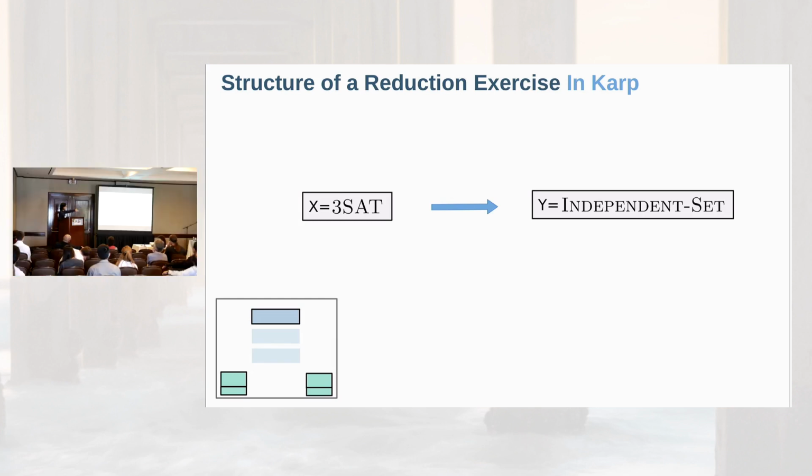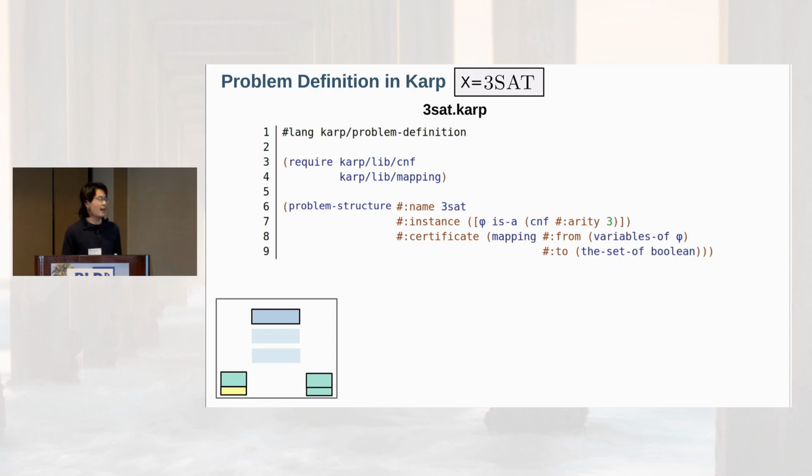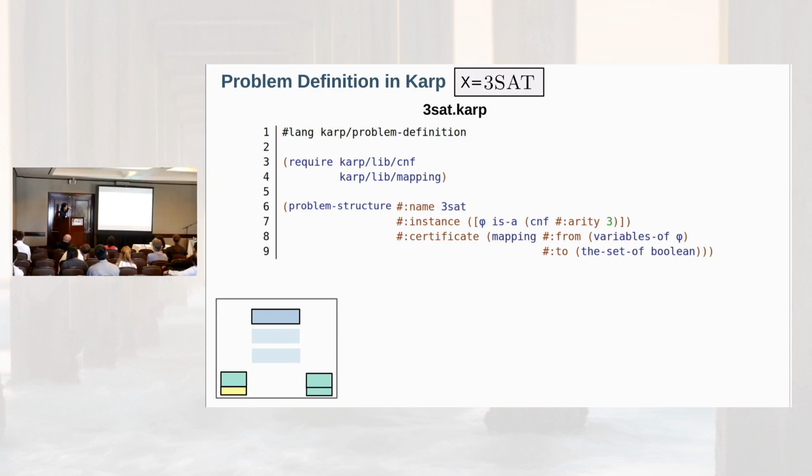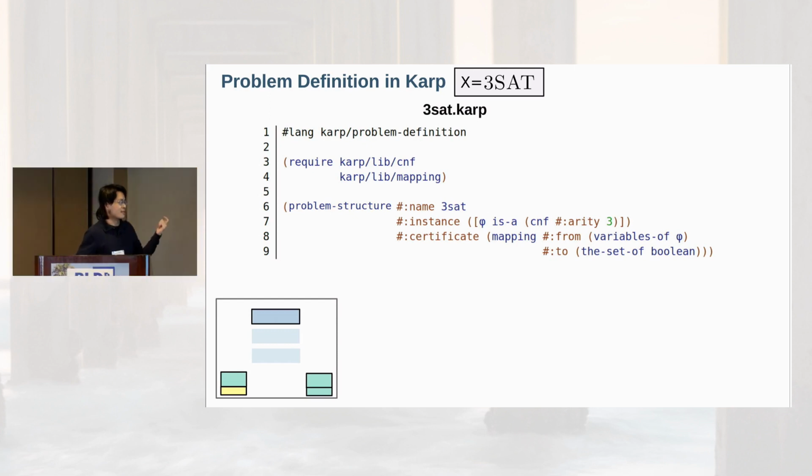And here I have a minimap showing exactly where we are in the structure of the reduction exercise that we have just seen. So we first start by defining the 3-SAT problem in the sublanguage, the Karp problem definition. Here we first need to define the problem structure. For 3-SAT, the instance is a CNF, and the certificate of the 3-SAT instance is a mapping from the set of variables of that CNF to the Boolean type.